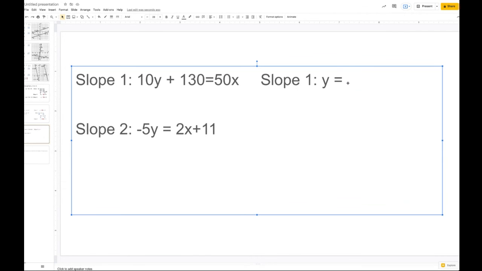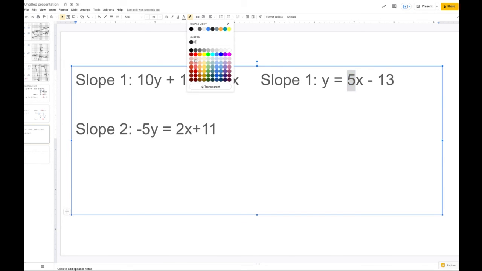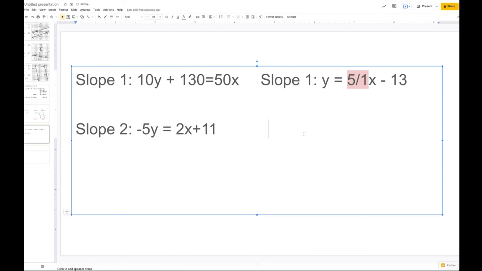So the answer for the first one is gonna be 5x minus 13. Thank you so much. And then here, once again, you can always put that in red, and you can always divide that by 1, right? If you want to convert it into a proper.